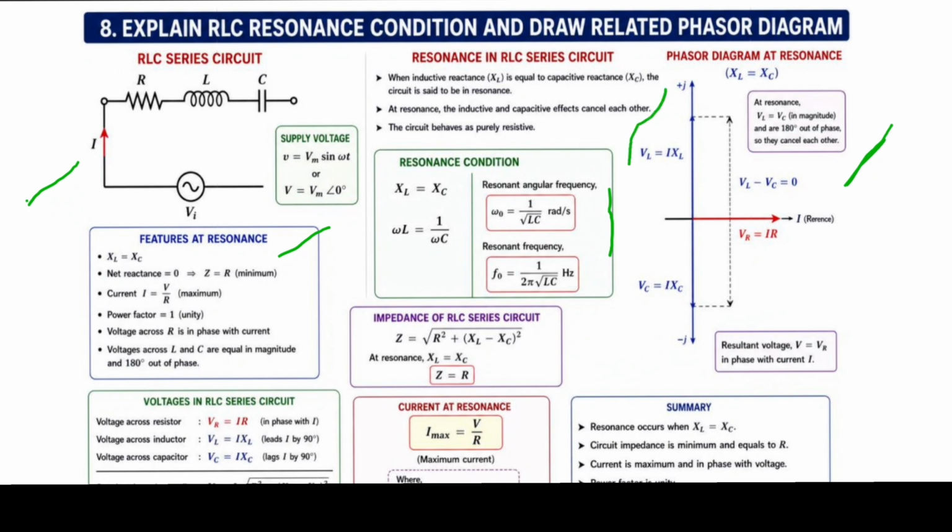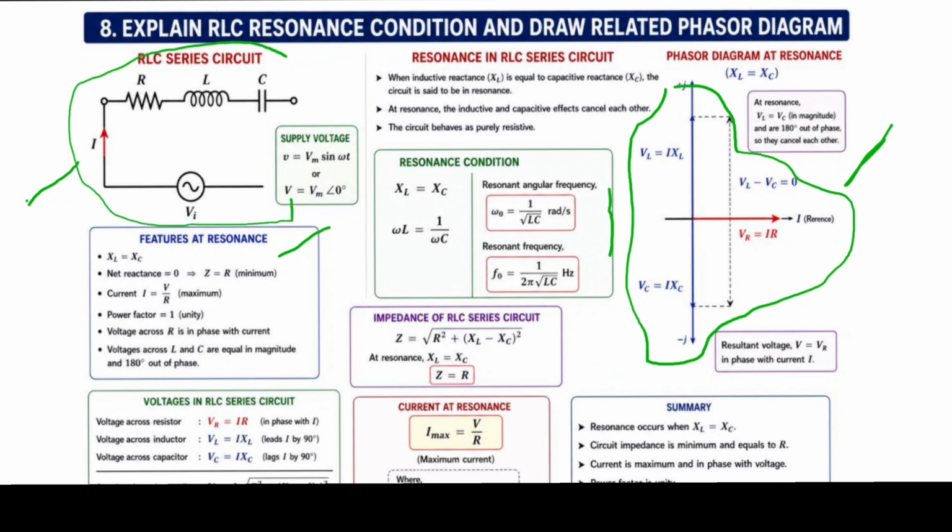This phase diagram is very important. You have to write this phase diagram first. After the phase diagram, write the conditions, whatever conditions are given here, and the current at resonance. These formulas I have also given. This is a very simple way. How you are going to write the phase diagram, we will go down and explain how it works.